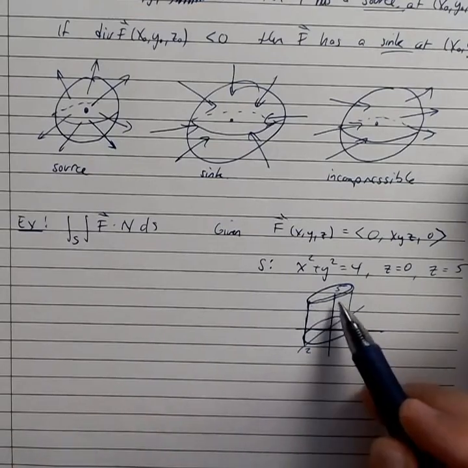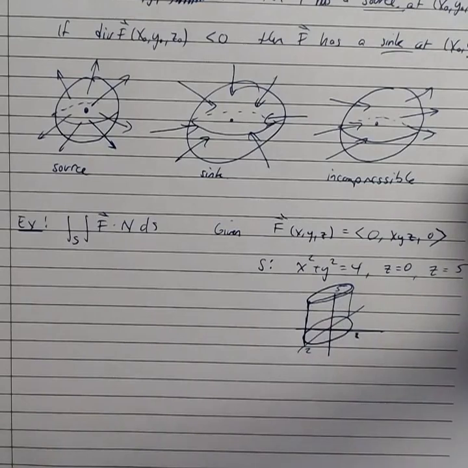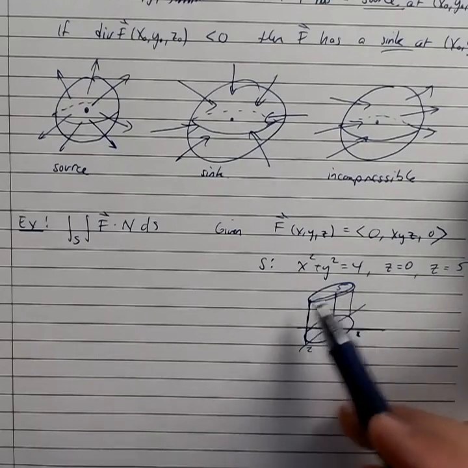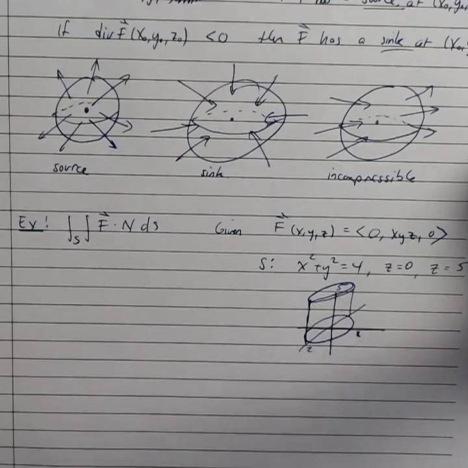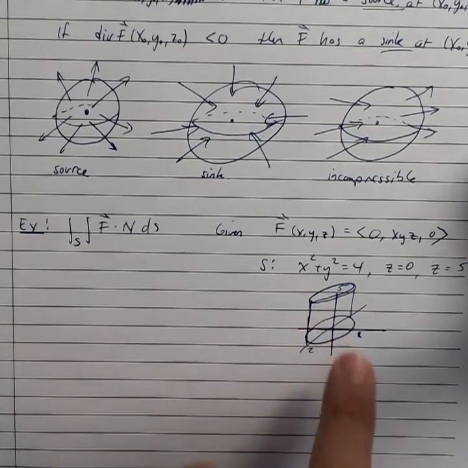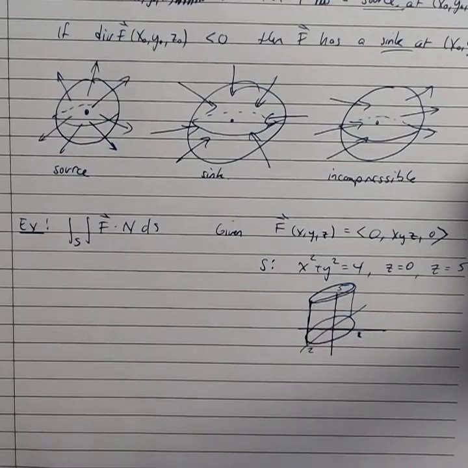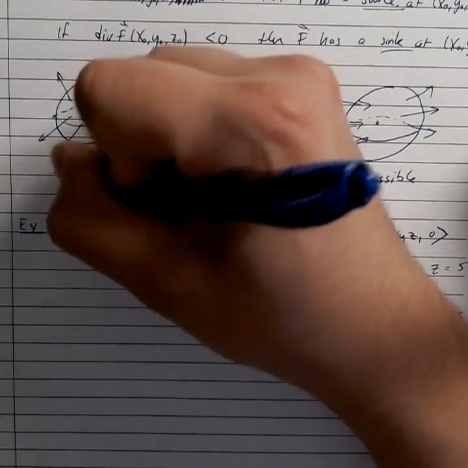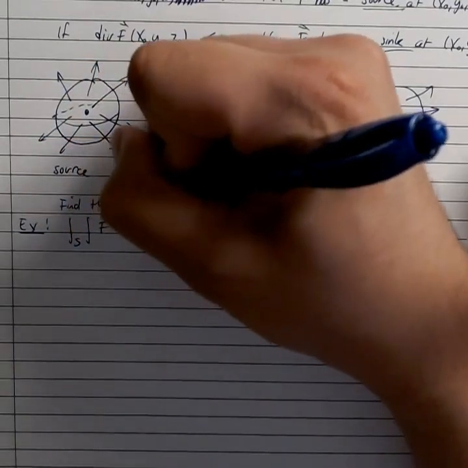It's bound by all sides, above and below. So it does match the requirements needed for the divergence theorem, namely that you have a solid region that is completely surrounded by a surface, or in this case, a collection of surfaces. I guess I should write here. So the question is, find the outward flux.